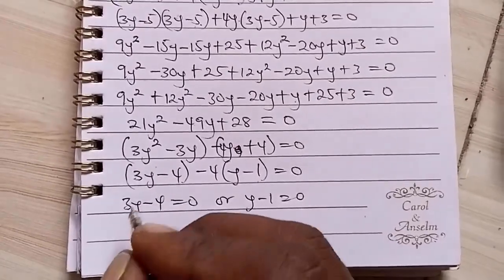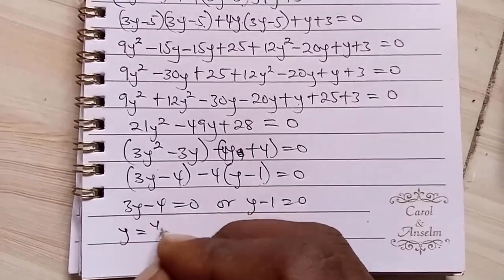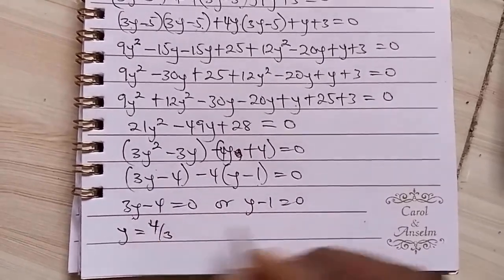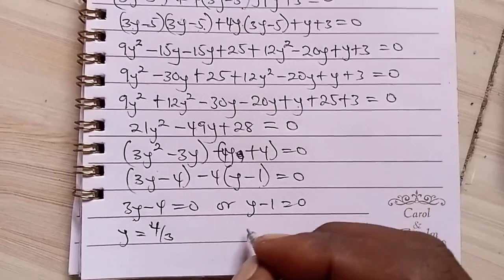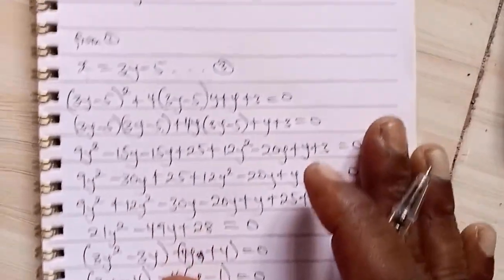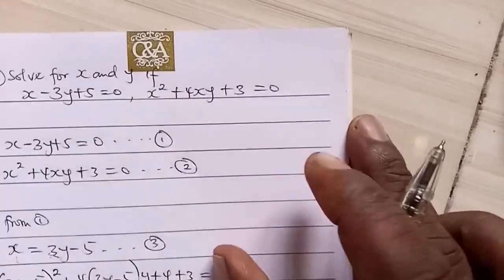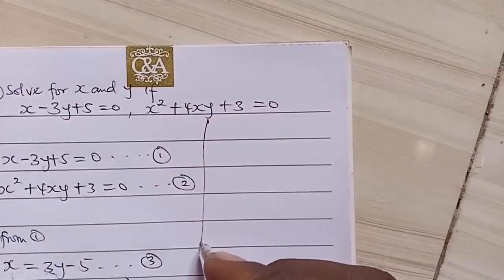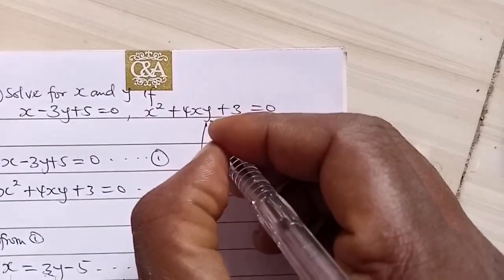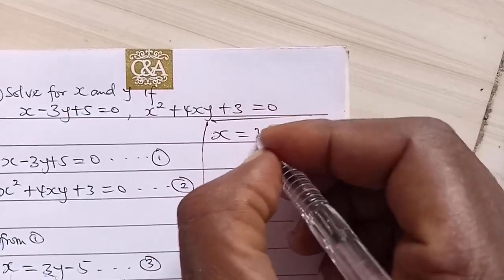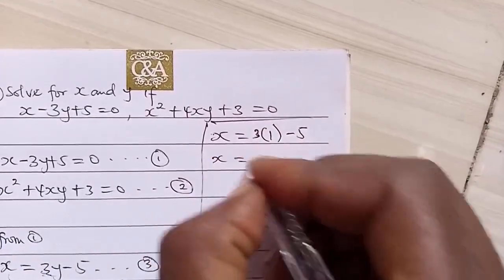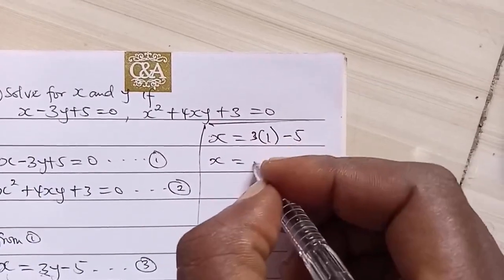What that means is that y is 4 over 3. If we make y the subject of the formula, y equals 1. So we can put these values into equation 3. When y is 1, we will have that x is equal to 3 times 1 minus 5. So x will be 3 minus 5, which is minus 2.